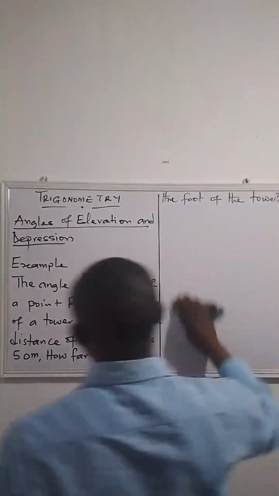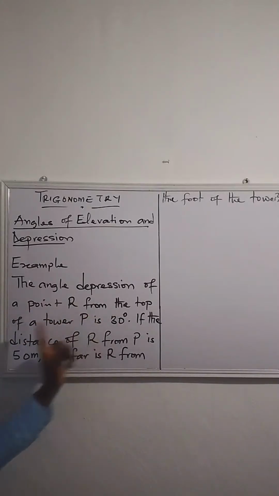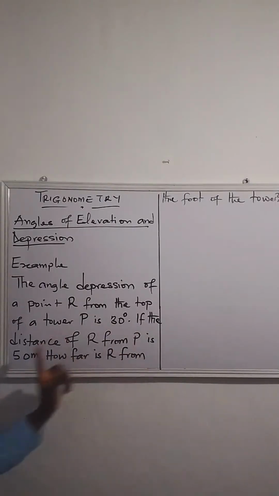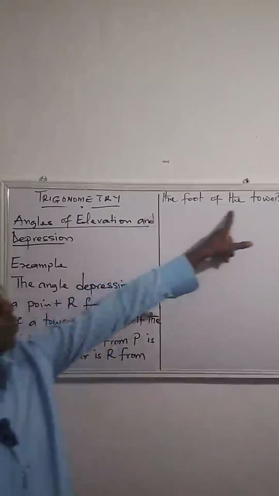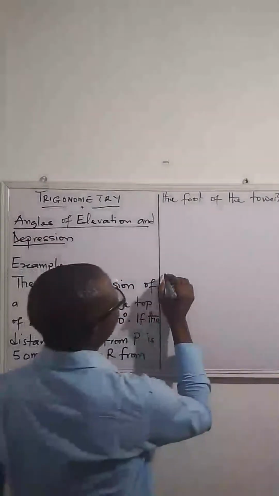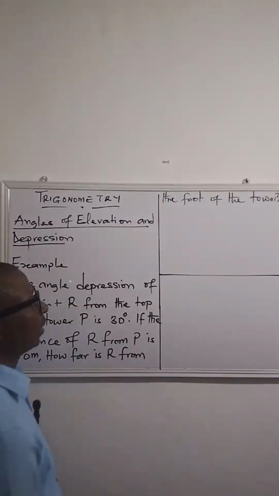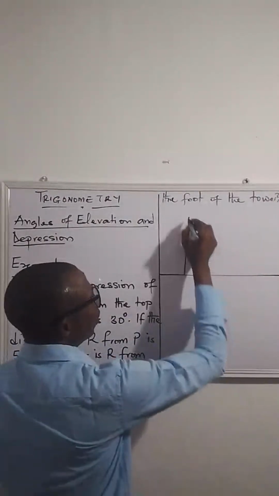Let's look at this question. The angle of depression of a point R from the top of a tower P is 30 degrees. If the distance of R from P is 50 meters, how far is R from the foot of the tower? The first thing we do is draw the horizontal ground, and we have the tower here.